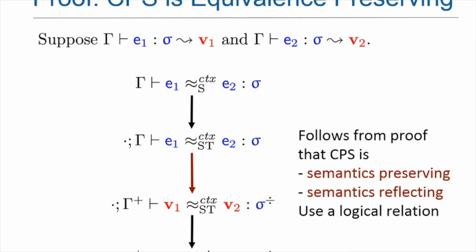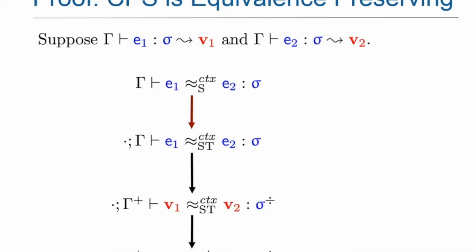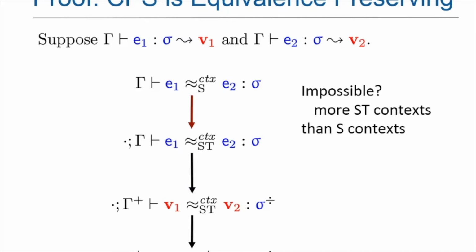And the way that the authors were able to do this was they defined a large logical relation over the multi-language semantics that, without going into details, allowed them to take these computations and bring them back down to the more simple types of the source language. However, the last step is a little more difficult, and that's because there are more ST contexts than S contexts, and Dina will take it from here to explain how they got around this.